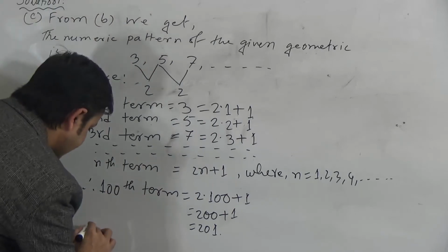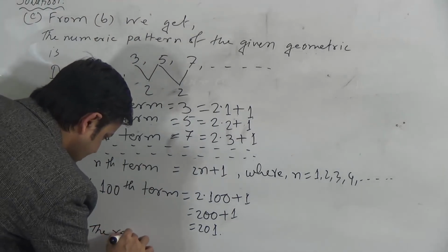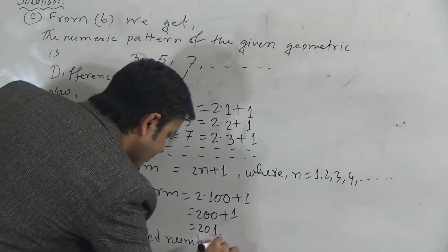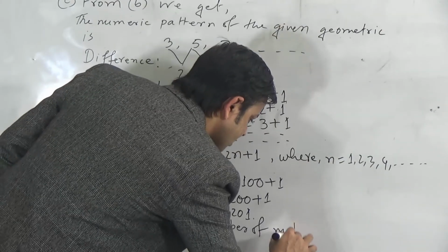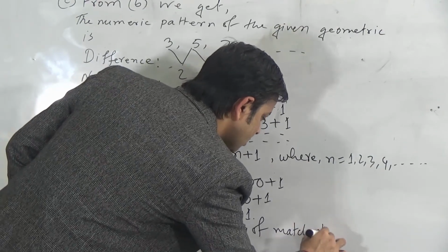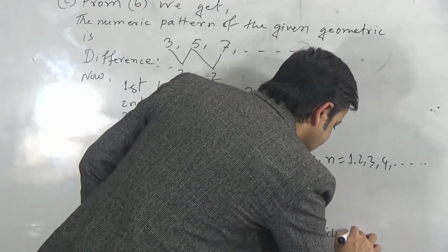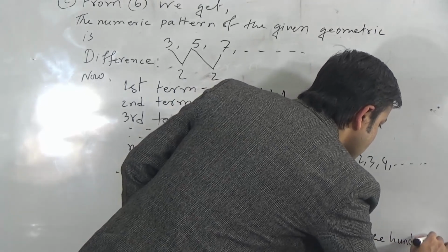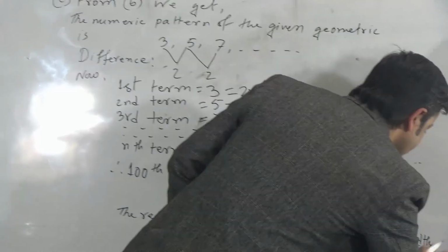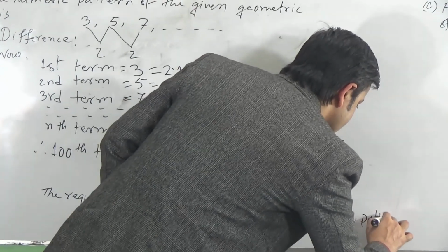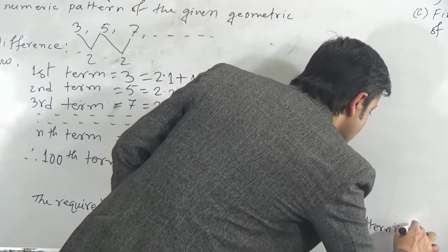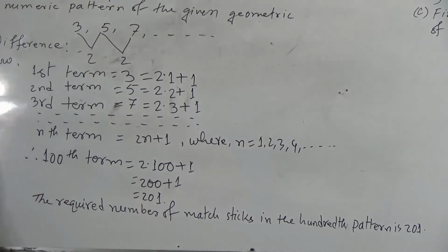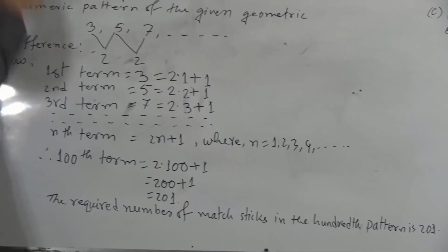So we can write here: the required number of matchsticks in the 100th pattern is 201. So this is our answer for question C. So I have solved question C.